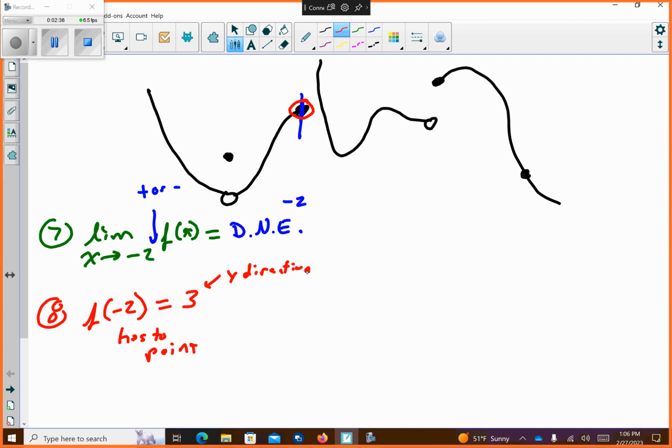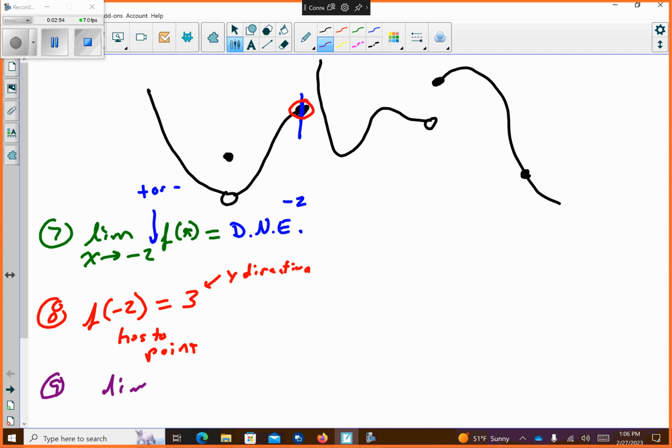Okay? It doesn't matter that the limit didn't exist. The actual point, because there was a solid dot at that juncture at -2, that's why it exists. Okay? Then number 9.